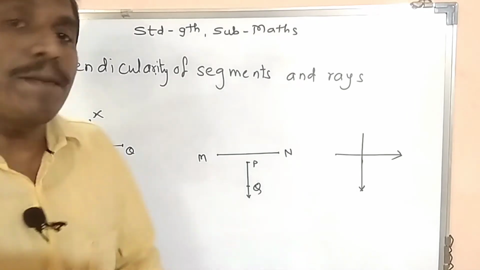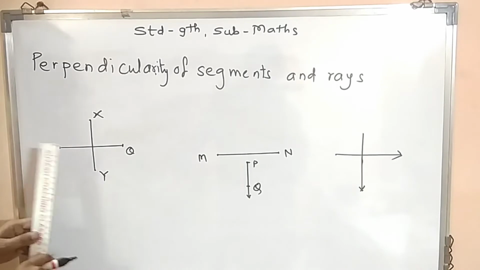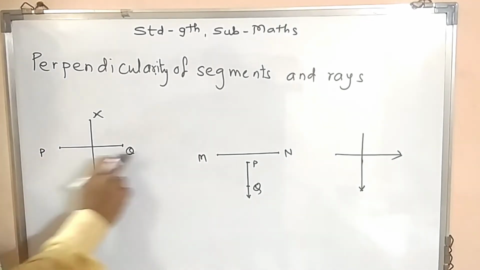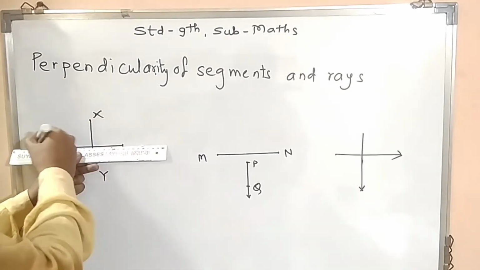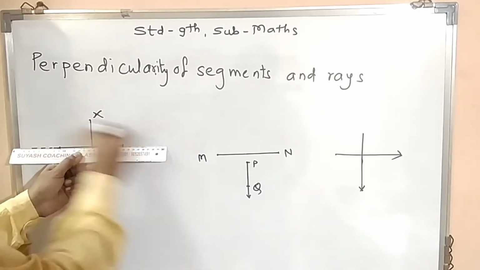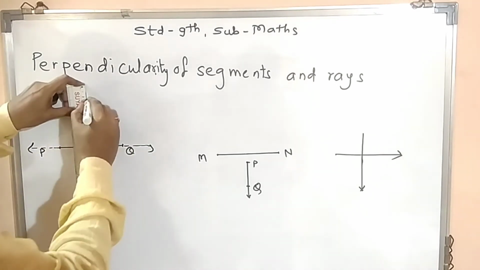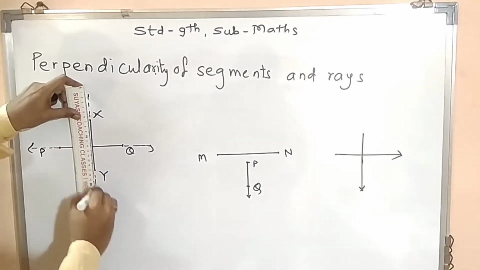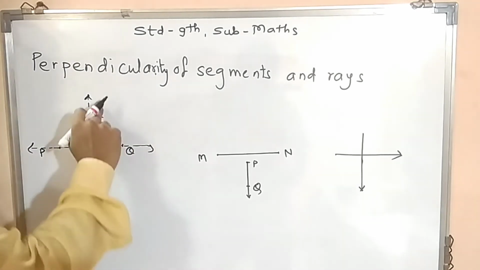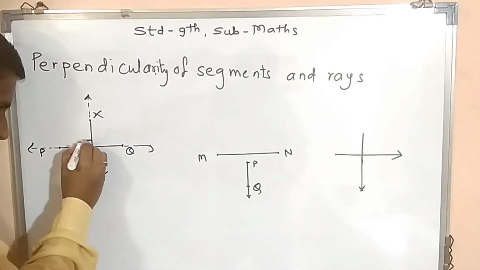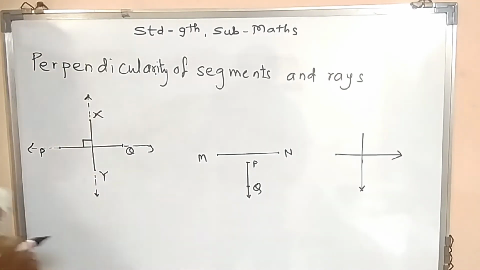Perpendicularity of segments and rays. Two segments are perpendicular when the lines containing the two segments are perpendicular. Suppose this is segment PQ and this is segment XY. This is the line containing segment PQ. This one is the line containing segment XY. If line PQ and line XY are perpendicular, then we can say segment PQ is perpendicular to segment XY.